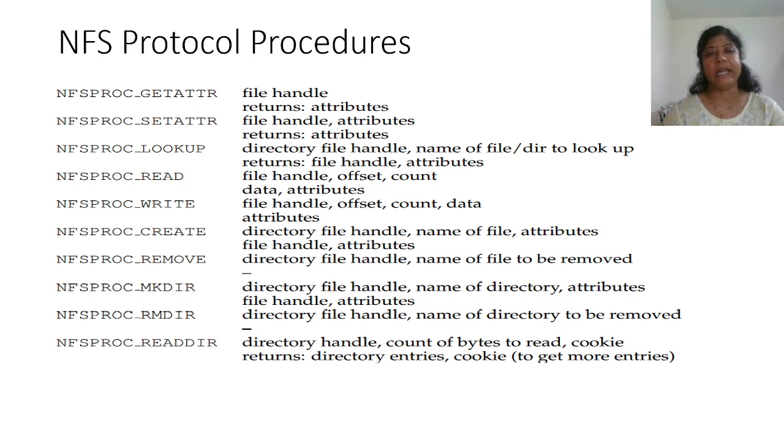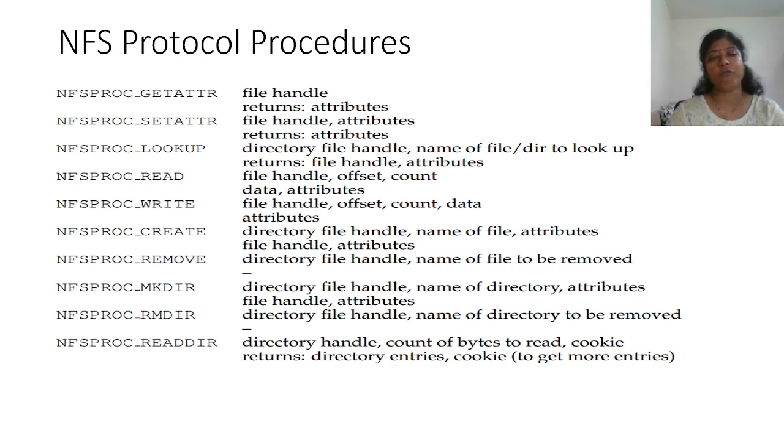So first we will take a brief overview of various NFS protocol procedures. When we have to consider the files, we must require the various attributes of the file. So for that, we will use the get attribute procedure. When we have to set the attributes for a particular file, we have to use the set attribute procedure. When we have to look up a file, we will use the lookup protocol procedure.